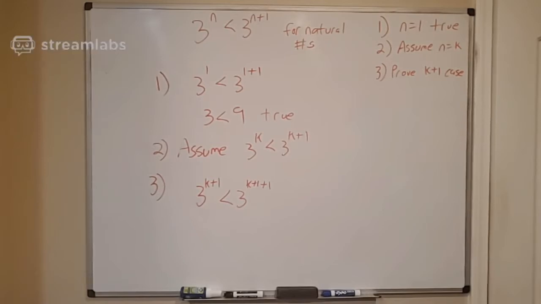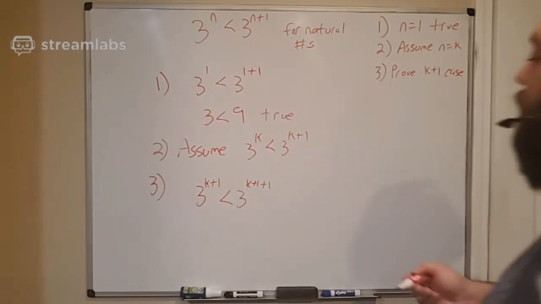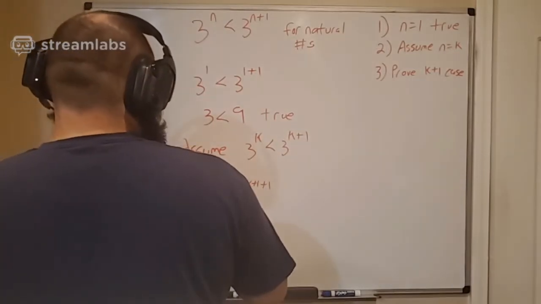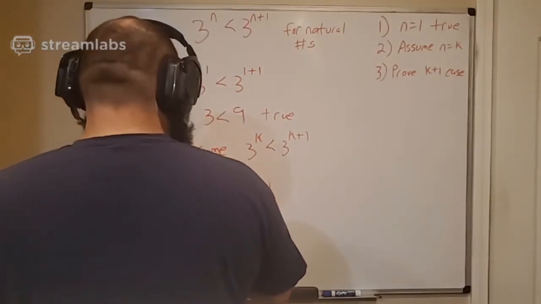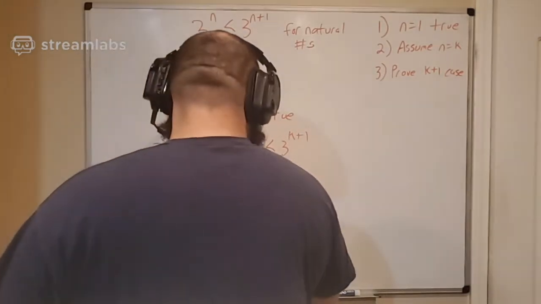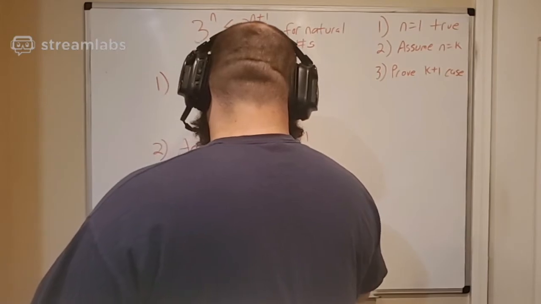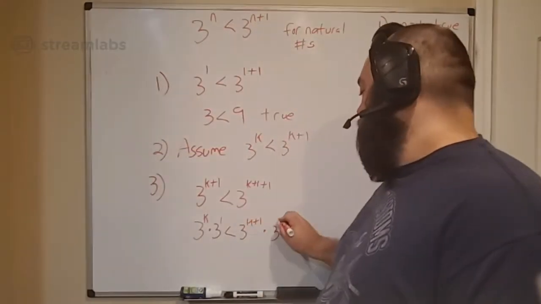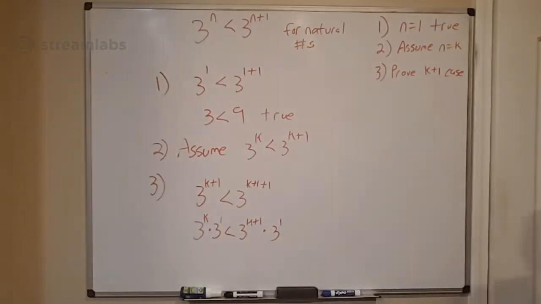This is where we have to remember our exponent rules from algebra. I think you learned them in algebra 1, maybe algebra 2. So we have to remember that if you were adding exponents like that, you can switch them to multiplication. So 3 to the k plus 1 can turn into 3 to the k times 3 to the first. And 3 to the k plus 1 plus 1 can turn into 3 to the k plus 1 times 3. Does everybody see how I did that?